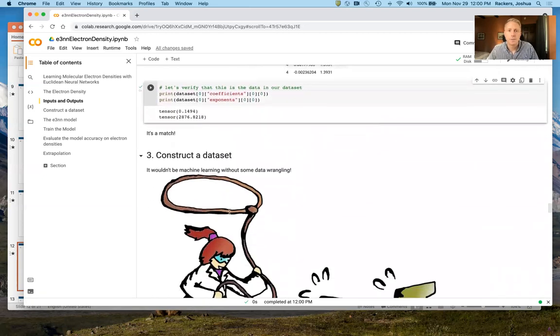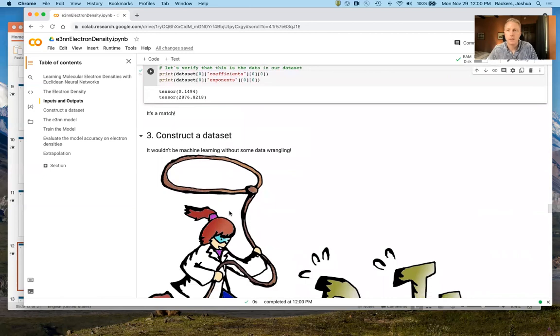Okay, good. So that's our raw data, and hopefully this makes sense. So again, we have x, y, z, and atom types that are the input, and then coefficients that are the output.